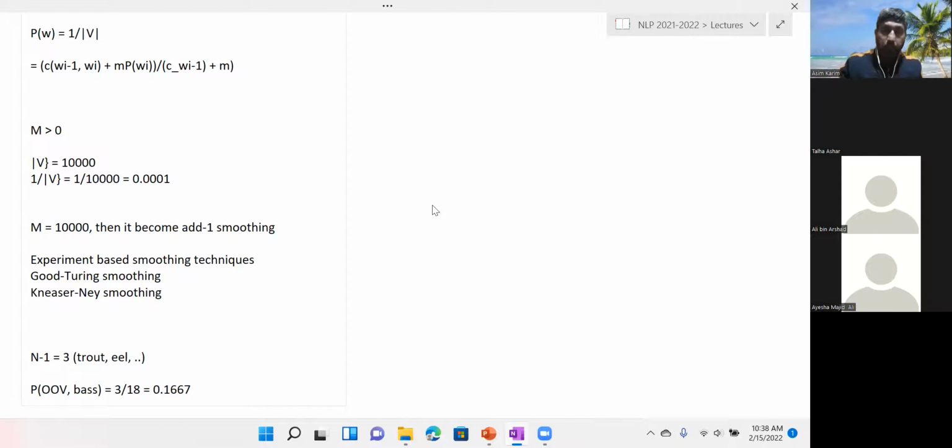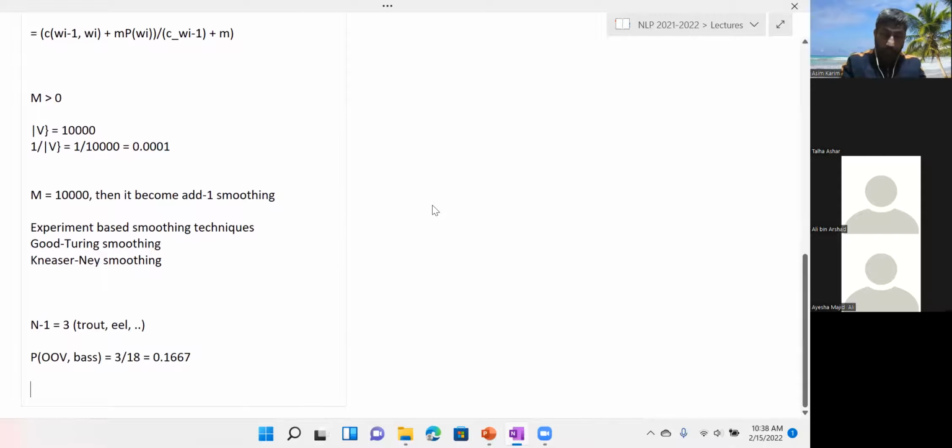Again, we are moving some probability mass. Of course, this is a very small amount of mass, so we have to adjust the other probabilities. The adjustment for the other probabilities, to ensure that all of them sum to 1, is again very simple. We compute the adjusted count, C star. C star is essentially given as (C plus 1) times N_(C plus 1), this is the numerator, divided by N_C.